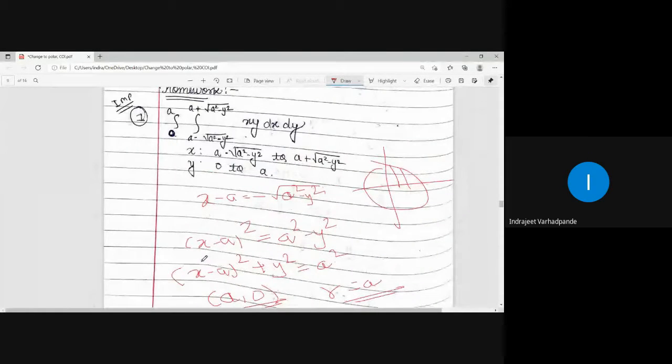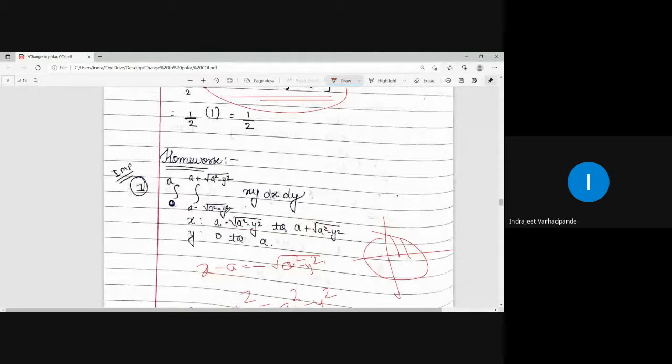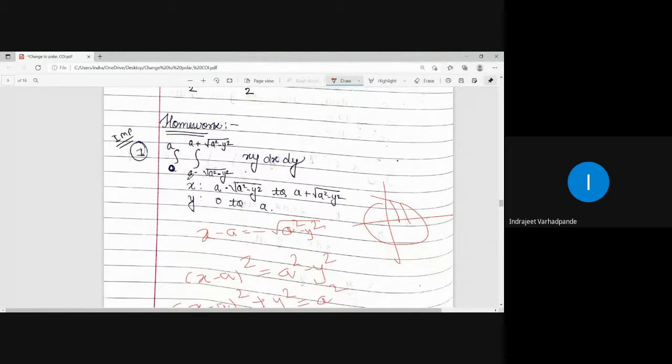The problem for homework: integral 0 to a, and from a minus under root of a square minus y square to a plus under root of a square minus y square. Obviously, these particular limits represent variable x. I will have to simplify them for determining the region.